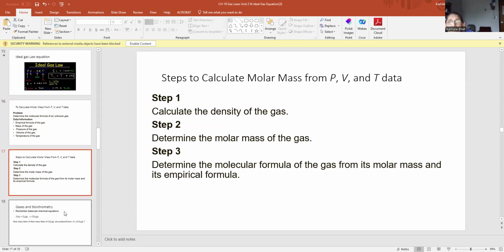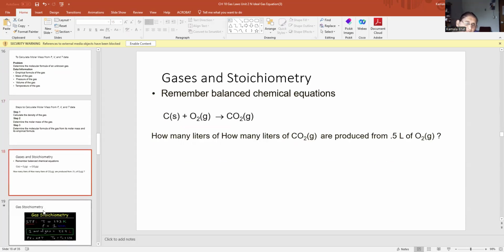In order to calculate the molar mass from P, V and T, calculate the density of the gas, determine the molar mass of the gas, and determine the molecular formula of the gas from its molar mass and its empirical formula. So this is basically based on stoichiometry. So you have gases and stoichiometry.